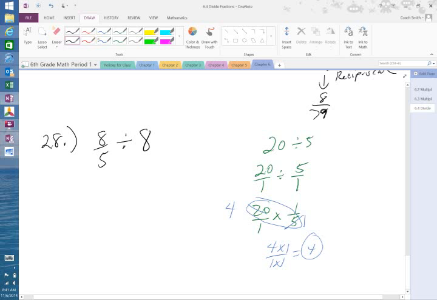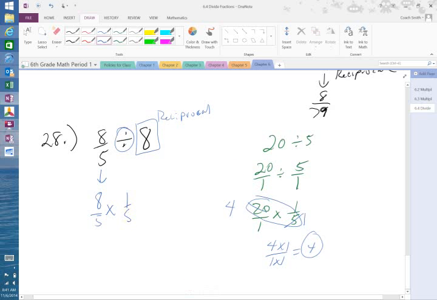All right, let's look at this one. Keep working if you're working on it. That number stays the same. Change that to multiplication. Do the reciprocal of 8, which is 1 over 8. Now, Jimmy Neutron, 8 into 8 once, 8 into 8 once. No common factor there. So we have on top 1 times 1. Bottom we have 5 times 1, which is equal to 1/5.